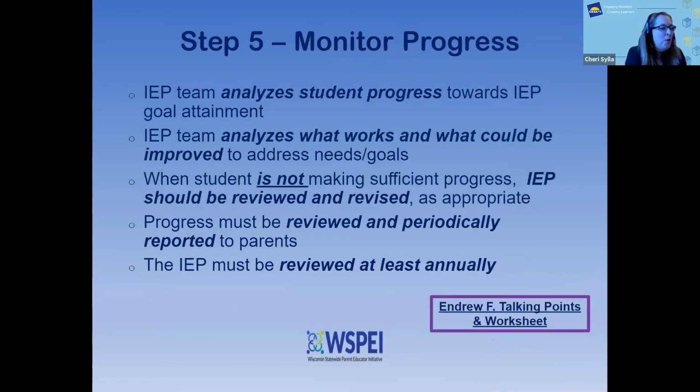Okay, so the last item I have here is we've developed this whole IEP now. We do have step 5, which is monitoring progress, which is continuous. We're always analyzing the student's progress toward the IEP goal attainment. They analyze what works and what could be improved. And then when the student is not making sufficient progress, the IEP team really should get back together again. We should be reviewing the IEP. We should be revising it as appropriate. And progress must be reviewed again periodically and reported to parents. And the IEP must be reviewed at least annually.